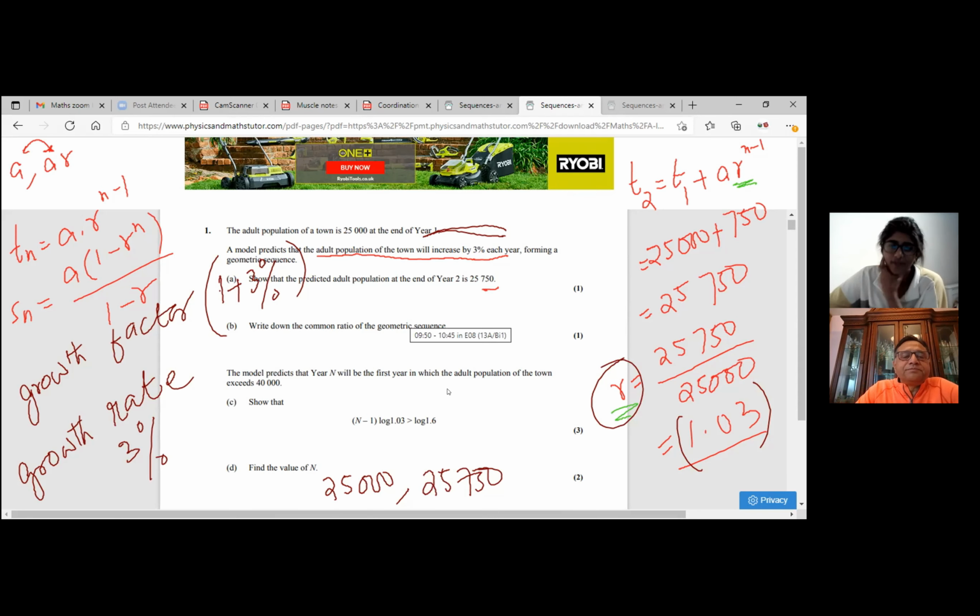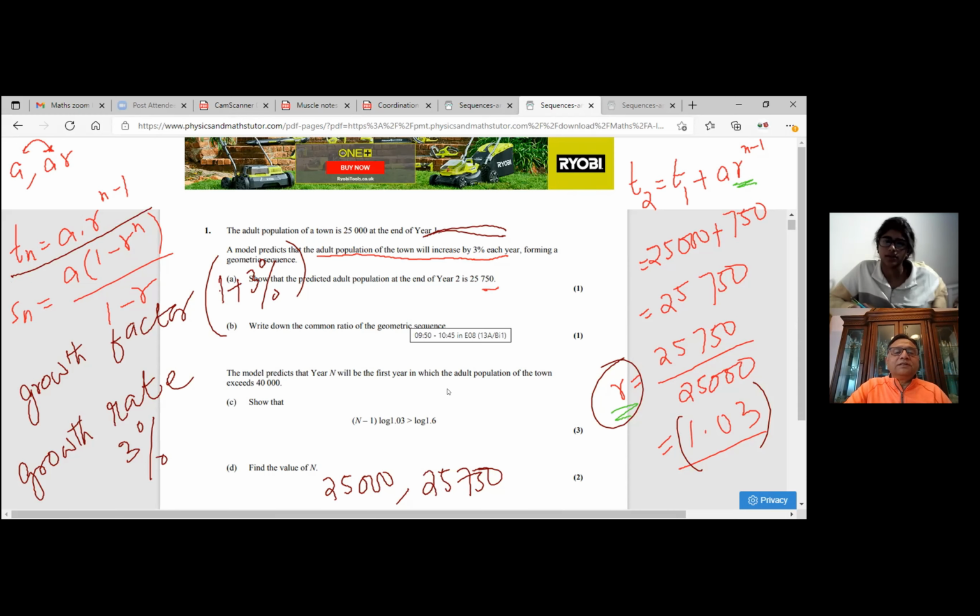So the model predicts that year n will be the first year in which the adult population of the town exceeds 40,000. Part C, show that n minus 1 times log of 1.03 is greater than log of 1.6. Correct. So now you have your equation, and it says year n will be the first year in which the adult population of the town exceeds 40,000. So we have to now find the general term Tn, right? You can use the formula now, which is your geometric series formula. Is that okay?